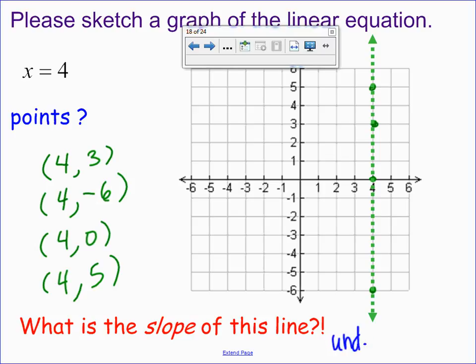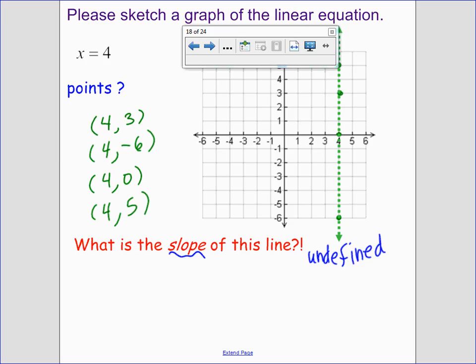It does not exist. The slope of a vertical line is undefined. There's no slope of a vertical line, because we can't move along a vertical line from left to right.